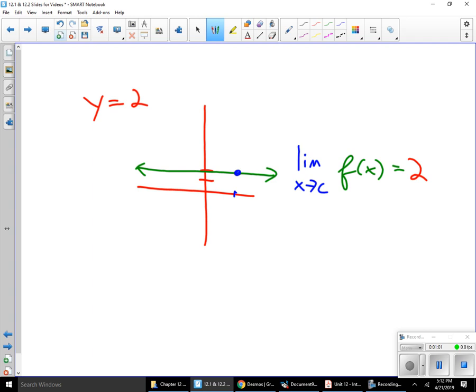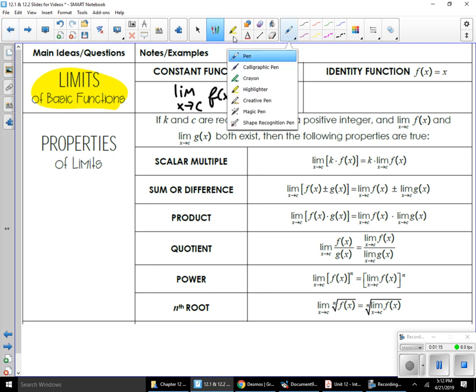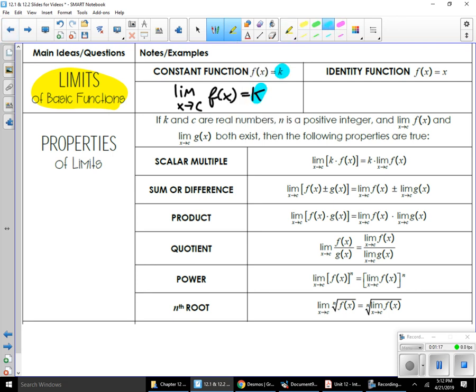So constant functions are boring. A constant function is going to have whatever value k is. So the limit as x goes to some value c of that function is just k. So that's sort of whatever. And then the other really boring function is f of x equals x.